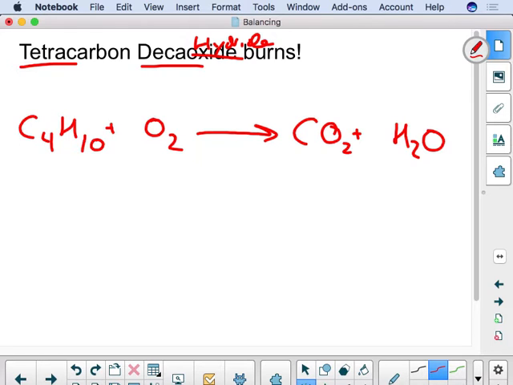Hydrocarbons are carbon and hydrogen. So whenever it burns, it's hydrocarbon plus oxygen makes carbon dioxide and water. Why is there an oxygen? When a hydrocarbon burns, it reacts with the oxygen in the air. The products are always carbon dioxide and water.